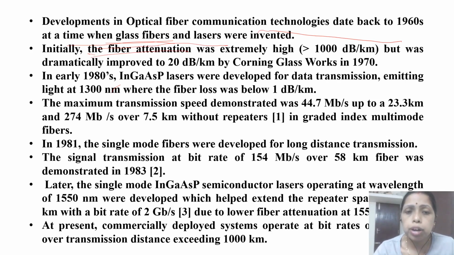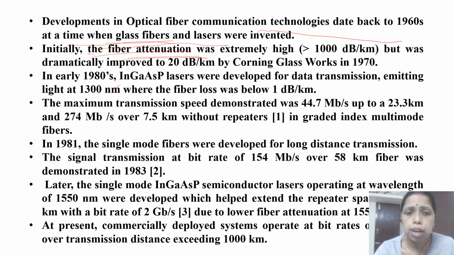Some experiments were done, and it was declared that the attenuation is extremely high, greater than 1000 dB per kilometer. So there will be a loss in power of 1000 dB per kilometer. This is too high an attenuation. Then some optical fibers were designed to decrease the attenuation, and that improved to 2 dB per kilometer.